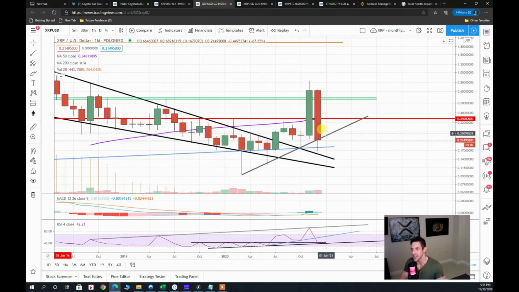Where does the monthly candle close? Because if we close at or below 24 cents, it's a bearish engulfing candle, a clear sign from a technical standpoint. Again, it's all about probabilities.